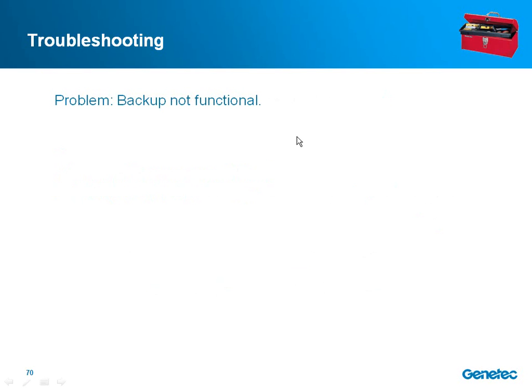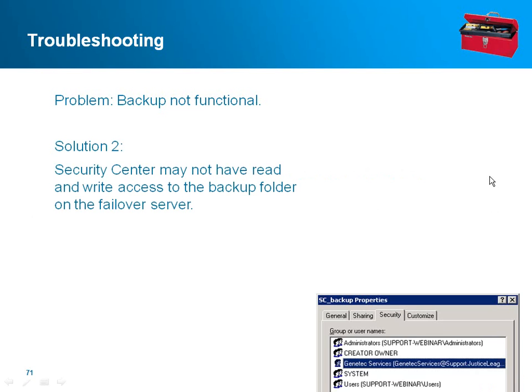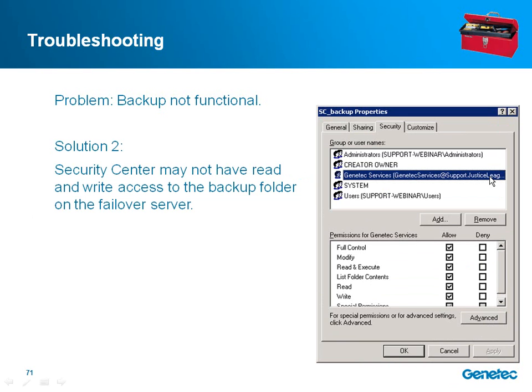Now, the third scenario is where you're getting errors on the backup or it is not working in general. The problem may be that when the backup and restore method was set up, a full backup was not initiated after the servers were configured. We need to do the full backup to push a good full configuration over to the backup servers in order for the incremental backups to go over. The other possible cause of the issue is that the folder specified as the backup folder is not accessible by Security Center. You need to make sure the service used by the Genetec server has read and write access to that folder.